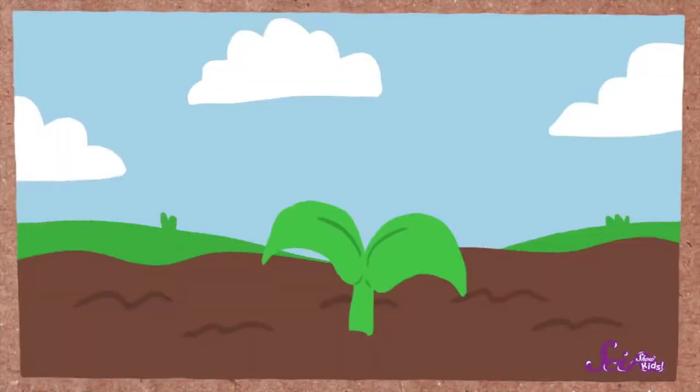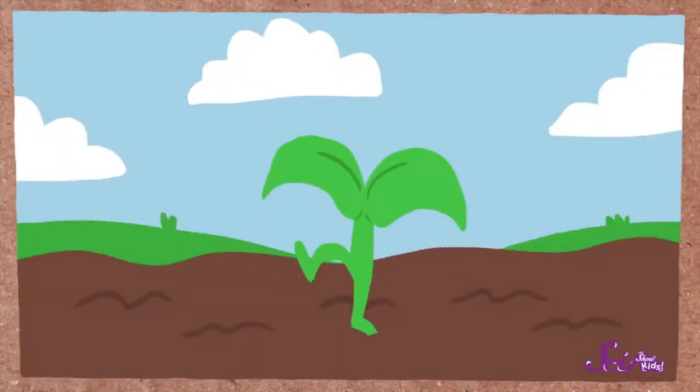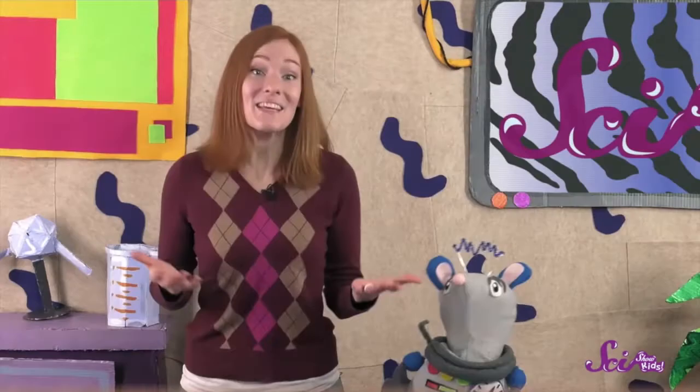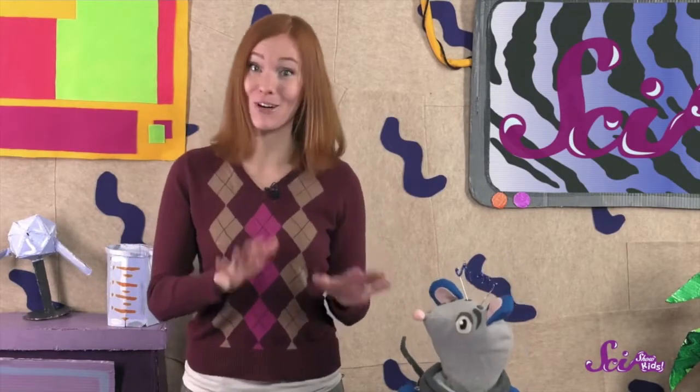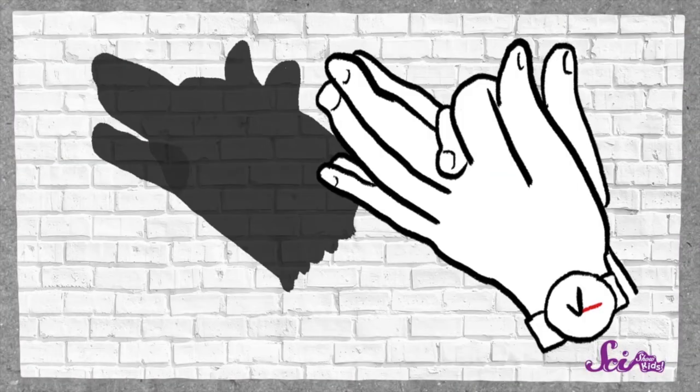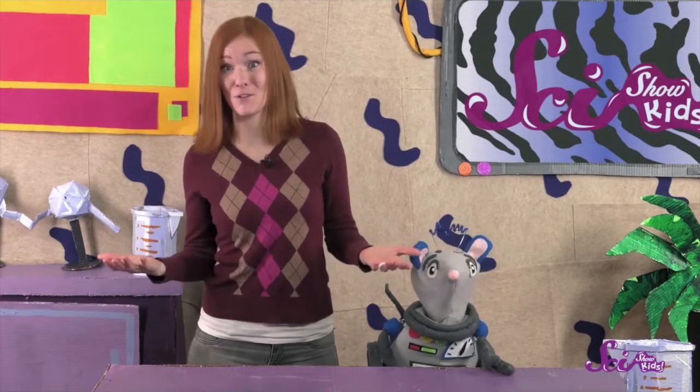Now, it might seem like there's some things missing from the rules, like what about moving? When you think about it, a lot of living things move, but not all of them do. Plants, for example, don't get up and walk around, but they're still alive. And there are things that move that were never alive, like shadows or the hands on a watch. Shadows don't use energy, and watches don't reproduce or grow.